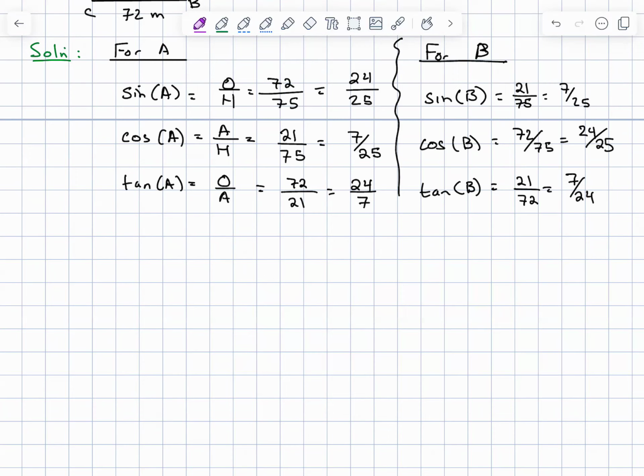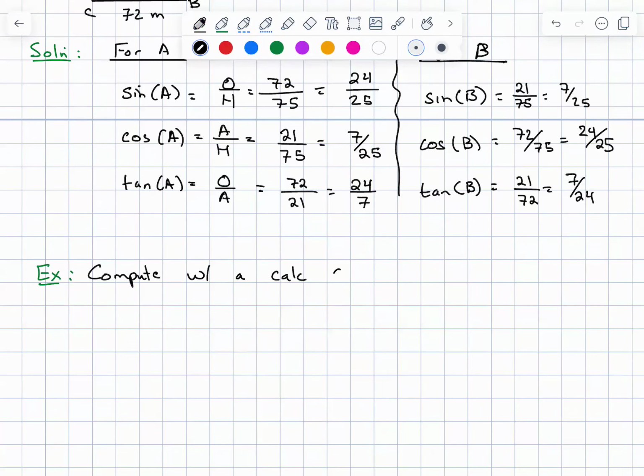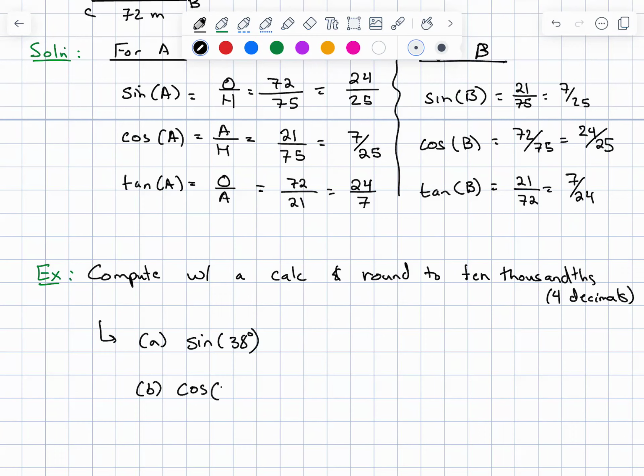But anyways, the reason why I want us to convert our calculators to degrees is because sometimes in your homework, you're going to need to compute them. So compute with a calculator and round to tenths, hundredths, 10,000ths, which is 4 decimals. And we're just going to do these right off the bat. So A is going to be sine of 38 degrees. And B is going to be cosine of 33 degrees.